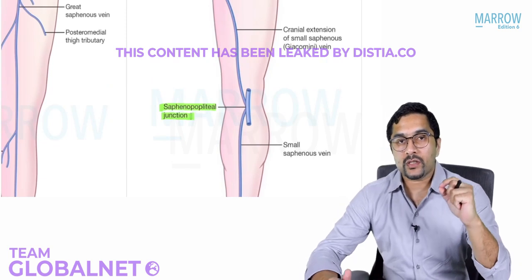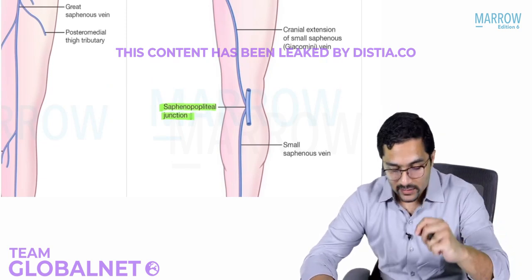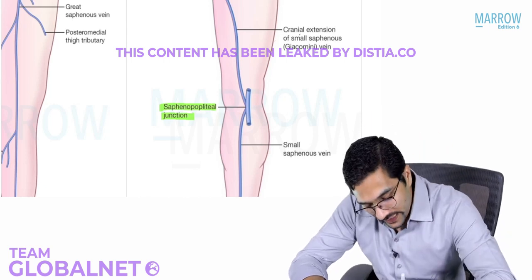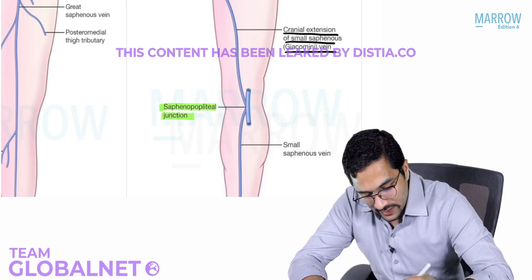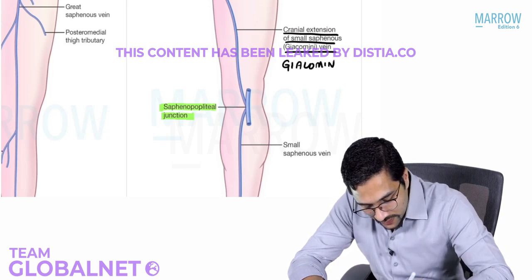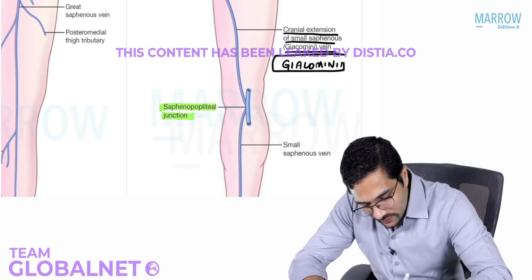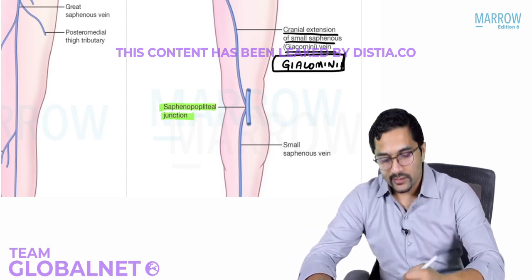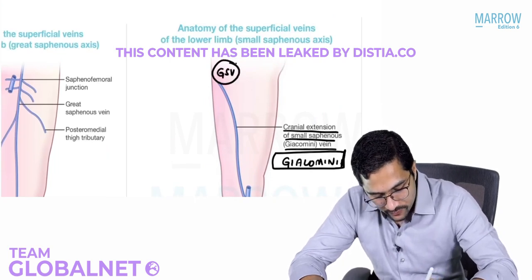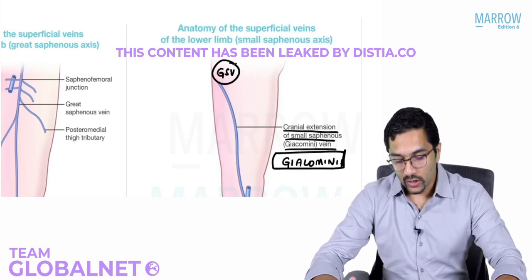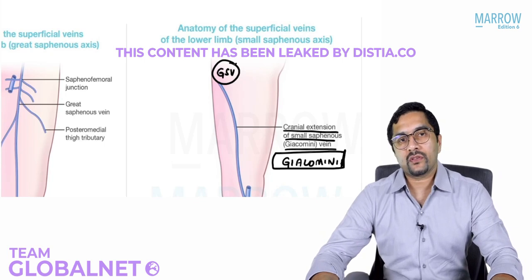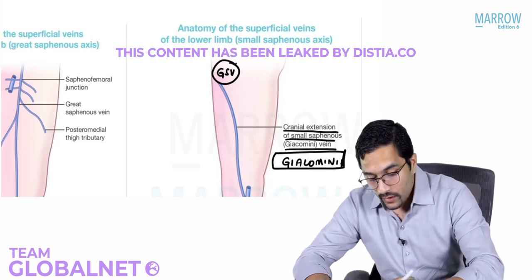Now, another very important term which is mentioned in the latest Bailey and Sebastian is that the cranial extension of the short saphenous vein is known as the vein of Giacomini, and this vein of Giacomini ultimately drains into the great saphenous vein. So this term also you should know for the exam. So this was regarding the anatomy of the venous system of the lower limb.